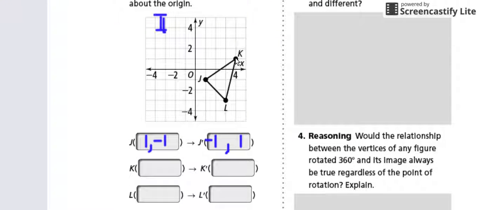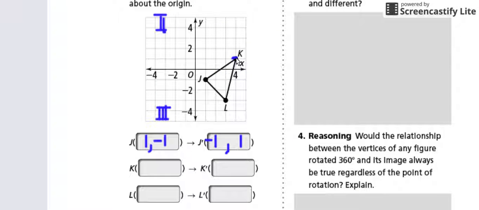You're in quadrant 1. Do 180 rotation. That's 2 moves, 2 quadrants. 1, 2. What quadrant are you in? Quadrant 3, right? 1, 2, 3. So you're in quadrant 3. What are your signs in quadrant 3? Negative, negative. So let's go ahead and find the original point.